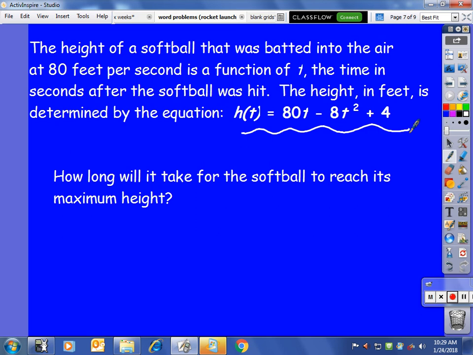However, when you go to find vertex, keep in mind that 80 is your B value. Negative 8 is your A value. See what I'm talking about? A is always in front of the T squared or X squared. And B is always in front of plain old X. Some kids wanted to rearrange this. I don't care what you do. But I did want you to notice that for some reason, they like to switch the terms around.